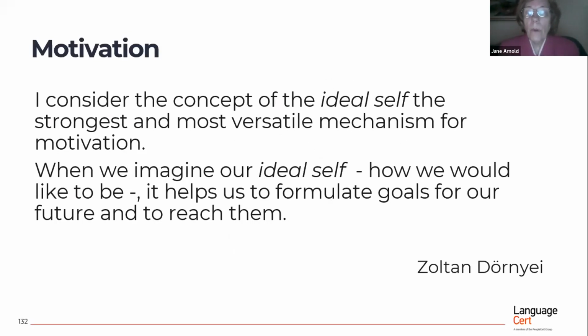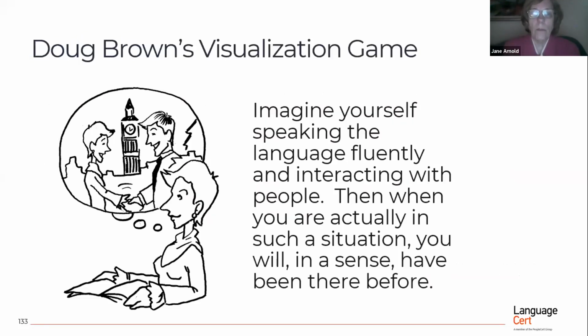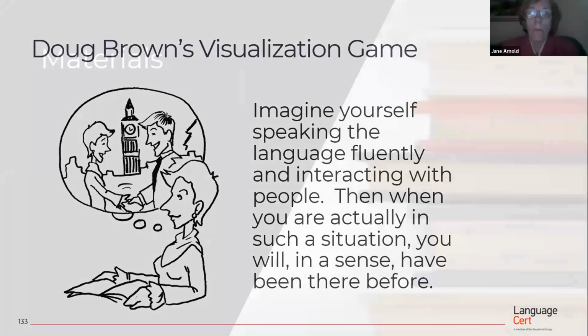Zoltán Dörnyei, expert on motivation, tells us, I consider the concept of the ideal self the strongest and most versatile mechanism for motivation. When we imagine our ideal self, how we would like to be, it helps us to formulate goals for our future and to reach them, to create these images of how we would like to see ourselves. And Douglas Brown has what he calls a visualization game for his students. Imagine yourself speaking the language fluently and interacting with people. Then, when you are actually in such a situation, you will, in a sense, have been there before.